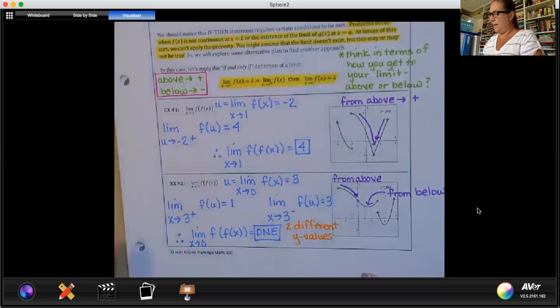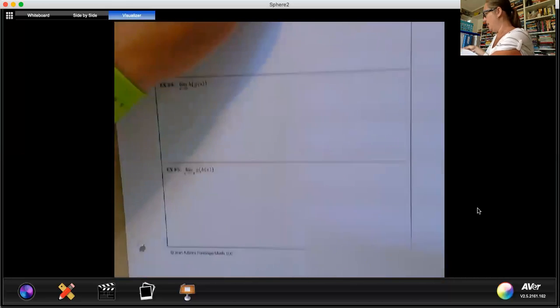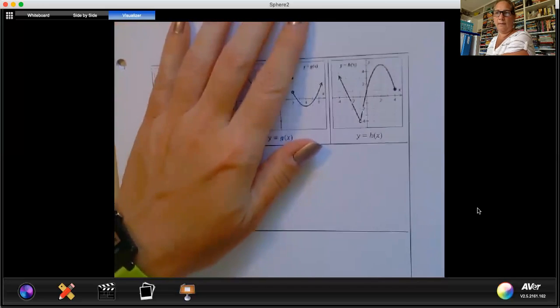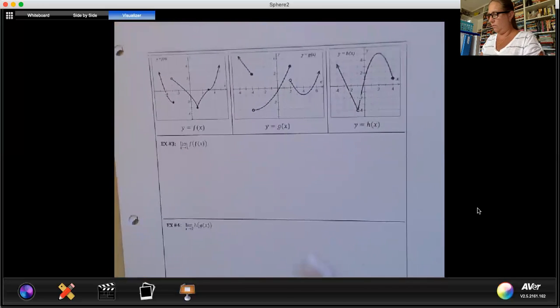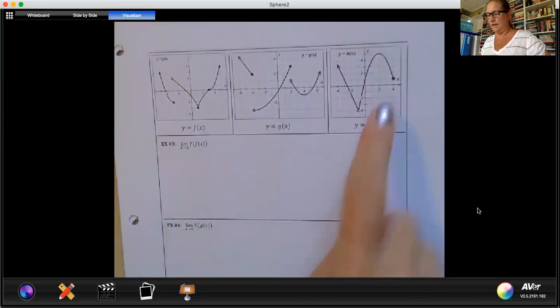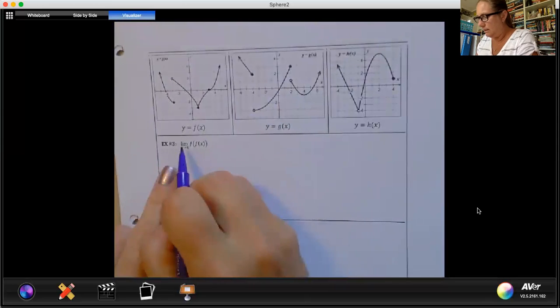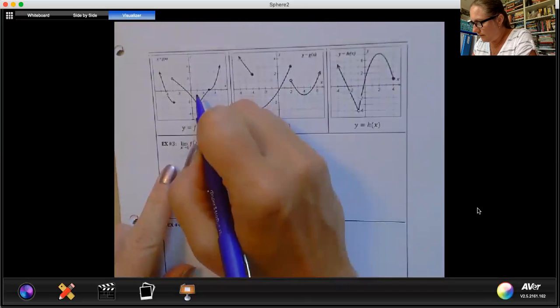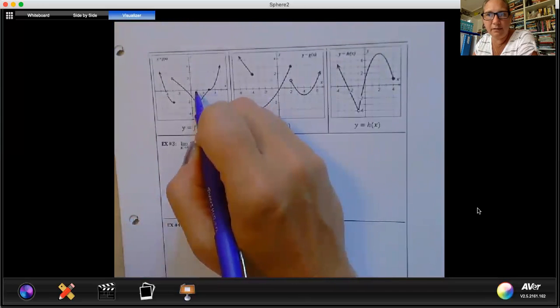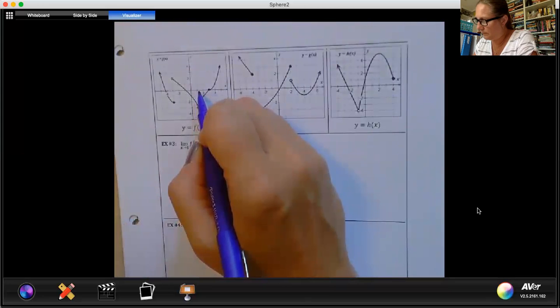The problems on the back of this page or on the next page, however you chose to print them out, are going to deal with three different graphs, f of x, g of x, and h of x. We're still doing the same thing. Number 3, the limit as x approaches 1 of f of x. So we're just dealing with graph number 1 here.